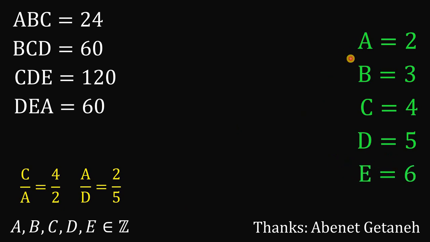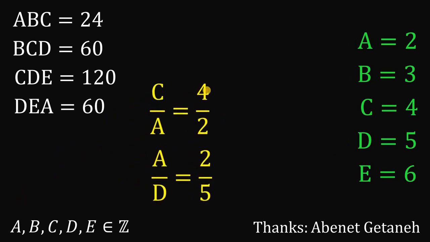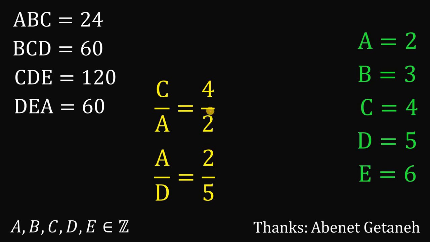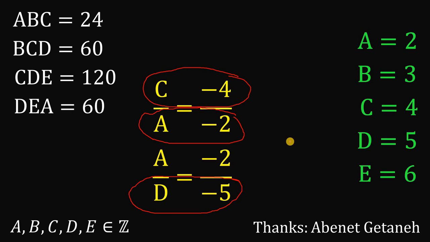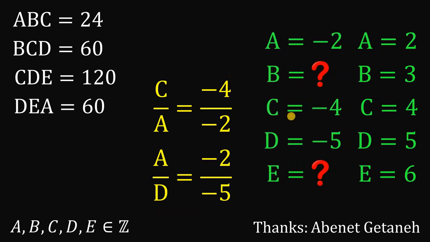Now the question, is this the only solution to this equation? Oops, let's wait. Because 4 over 2 and 2 over 5, we can rewrite this as negative 4 over 2 and A over D, we can write this as negative 2 over 5. So, from here, we can say that A equals negative 2, C equals negative 4, and D equals negative 5. So, the other case is when A is negative 2, C equals negative 4, D equals negative 5.